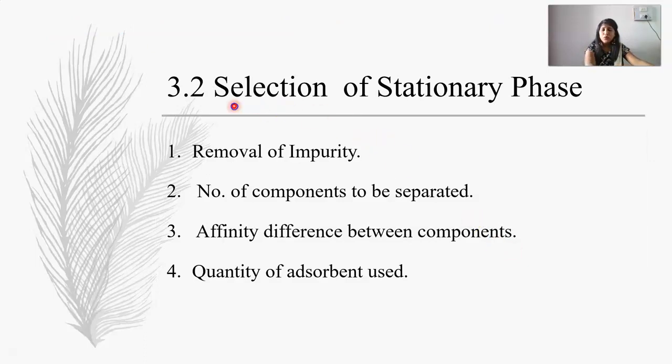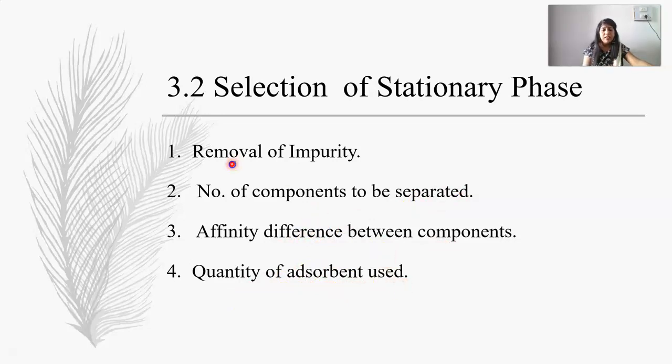The second most important instrumentation is the selection of a stationary phase. In a column, for the successful completion of column chromatographic conditions, the stationary phase plays the most important role. What are the different factors that have to be taken into consideration while selecting the stationary phase? They are removal of impurity, number of components to be separated, affinity difference between components, and quantity of adsorbent utilized.